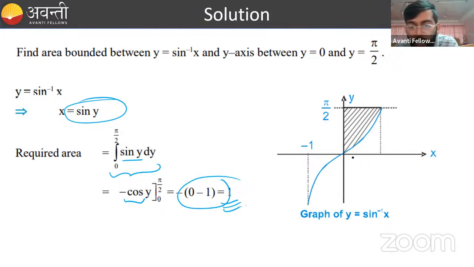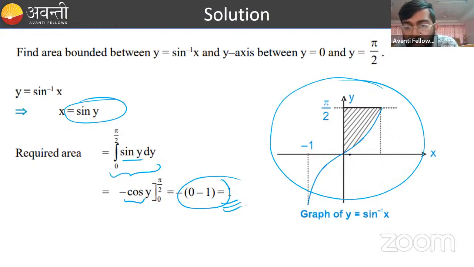And you can understand this graphically also. From 0 to pi by 2, this curve is towards the right side of the y-axis. That is why we didn't have to use the modulus property.